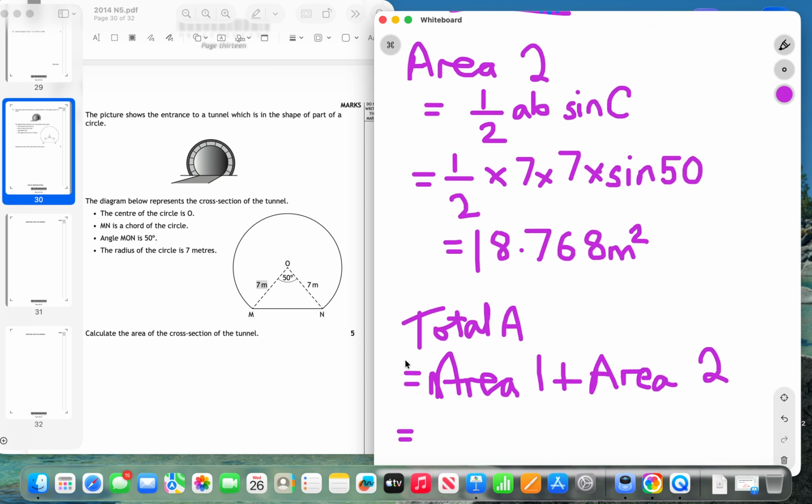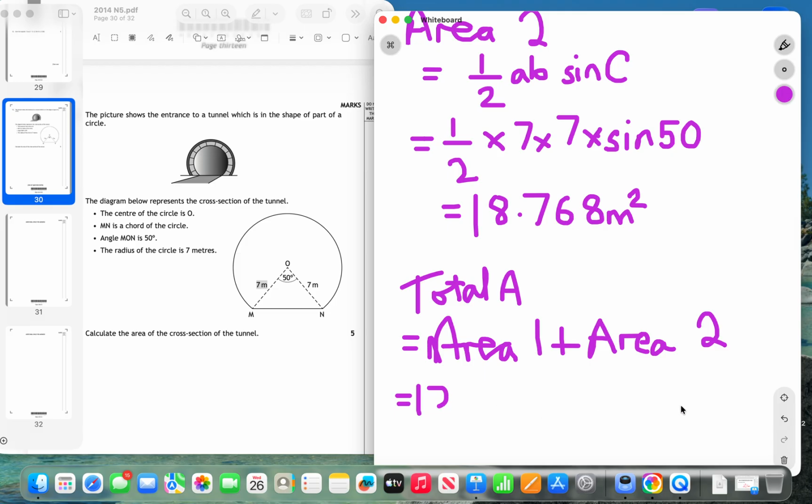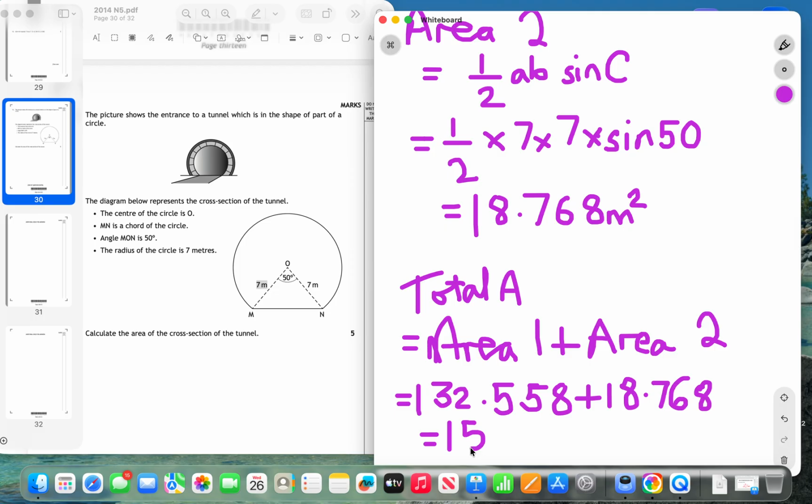So 1 is 132.558 plus area 2 is 18.768. Plug these in, because again it's a calculator exam, and again we will retain 3 decimal places. That is 151.326.